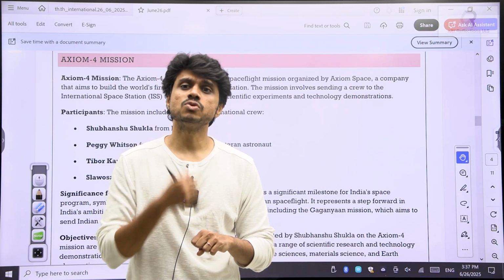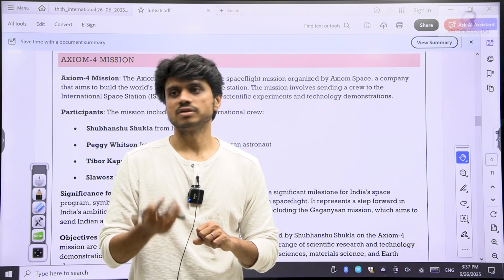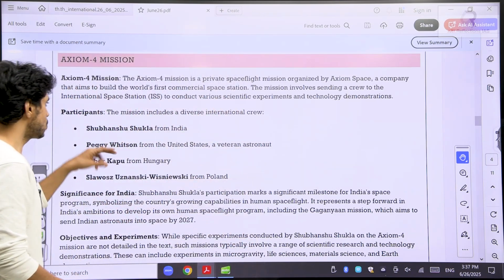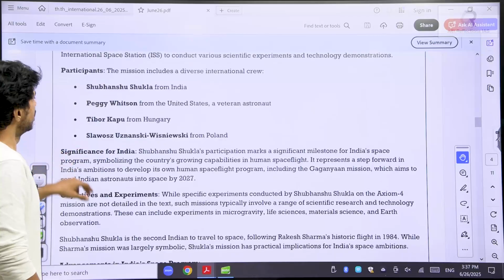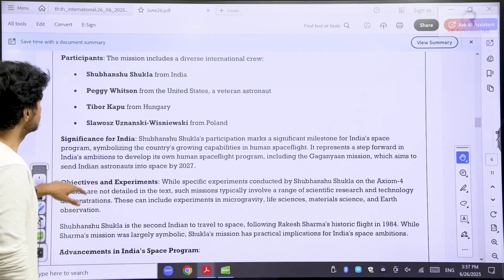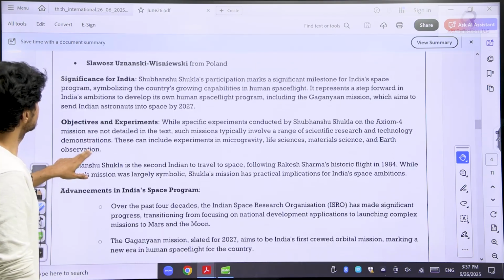Who is the first Indian to enter space? Rakesh Sharma. So this is the second Indian, Shubhanshu Shukla. And we have also discussed the woman who is going to lead the mission. That also we have discussed.